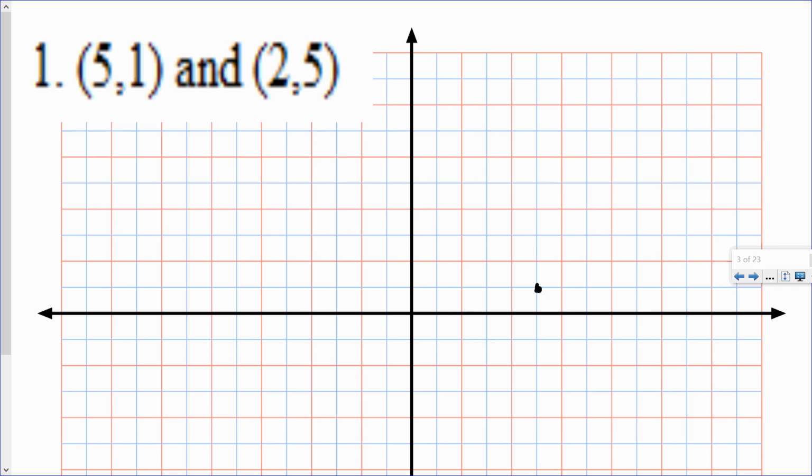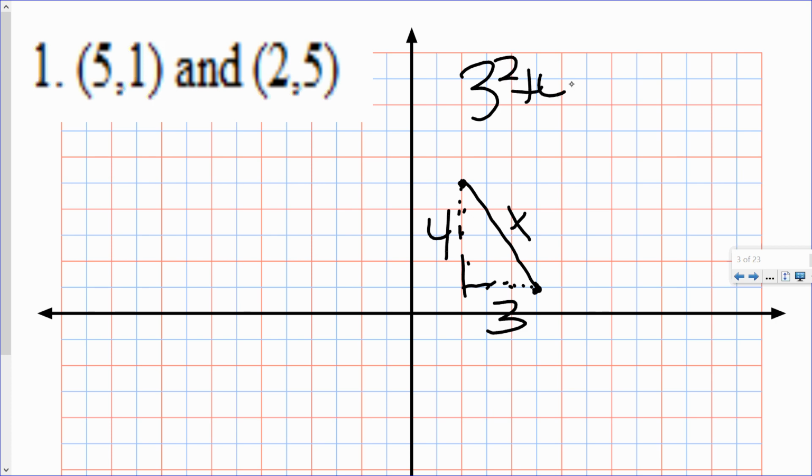So I have 5, 1, and I have 2, 5. I want to find this distance. I want to find the length of that segment. Well, what I can do is I can create a right triangle. I'm trying to find this. This side is 1, 2, 3. This side is 1, 2, 3, 4. And then I can do Pythagorean theorem. I'm not going to solve it from there. I just wanted to show you where it comes from.